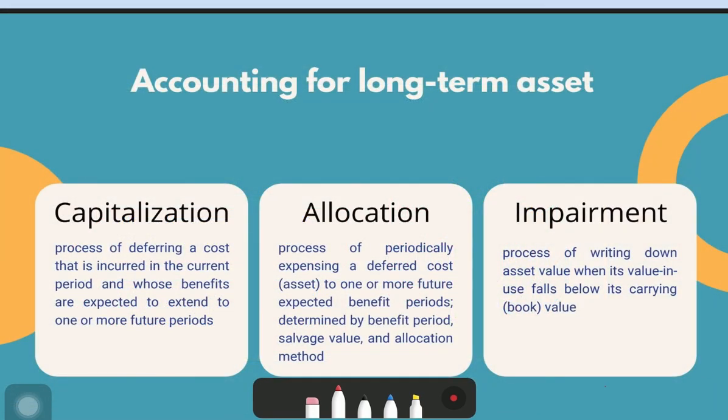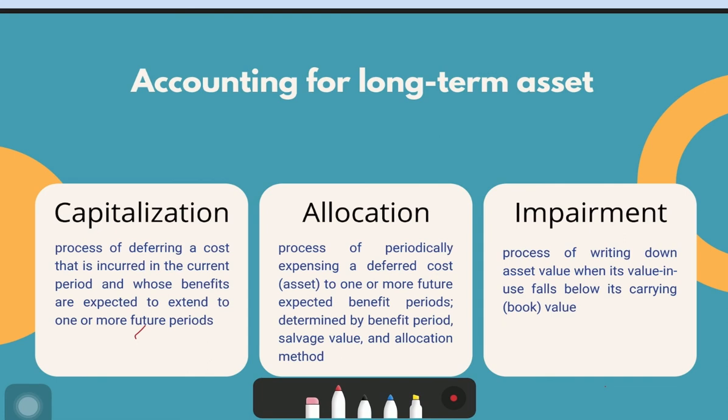Okay, next is accounting for long-term assets or fixed asset valuations. Number one, we look at the capitalization. Capitalization is a process of deferring a cost that is incurred in the current period and whose benefits are expected to extend to one or more future periods. So, an item is capitalized when we record it as an asset rather than an expense on our income statement. So we record it on our balance sheet.